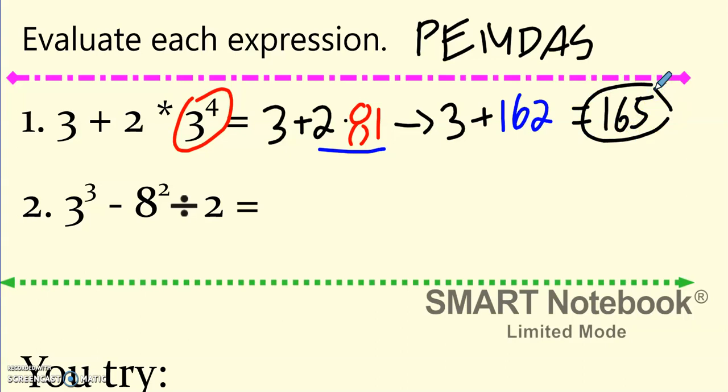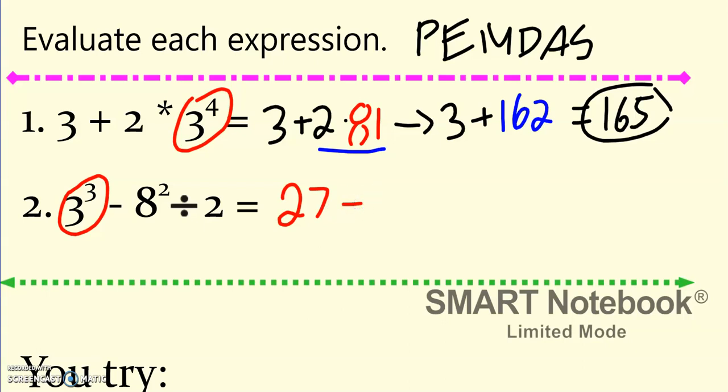Number 2 says we have 3 to the third power minus 8 to the second power divided by 2. We also can verbally say that as 3 cubed minus 8 squared divided by 2. So we're going to work in our exponents first, and we have 2 sets of them. We have 3 to the third power, that's 3 times 3 times 3, and we get 27.